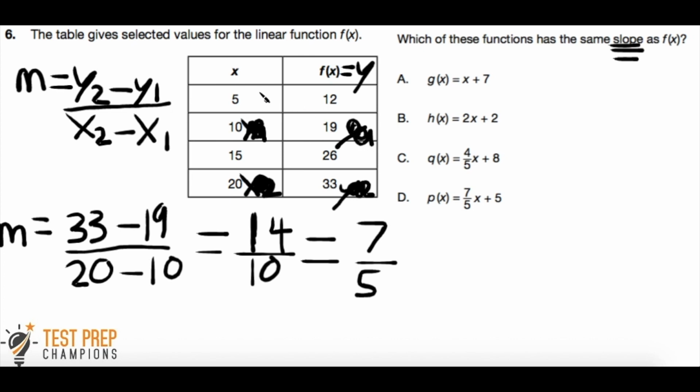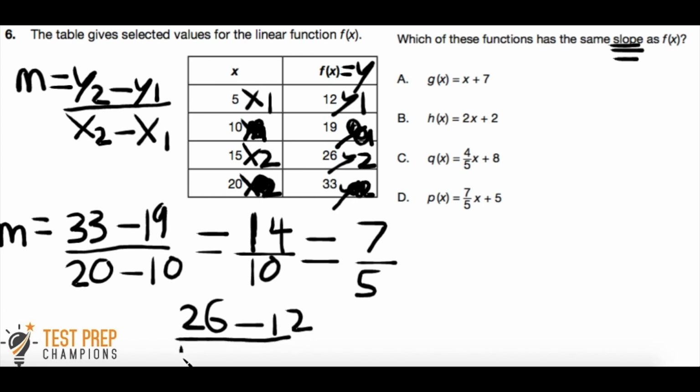So let's say we had made 5 our x1, therefore we'd have to make 12 our y1. And let's say that we picked 15 as x2, and that we picked 26 as our y2. So just watch what would happen here. I'm just going to plug this into the formula quickly. So let's say that we had made our y2 26 and our y1 was 12, and then our x2 was 15. I'm doing this fast intentionally because I just want to prove a point. And our x1 would be 5. Let's watch what happens here.